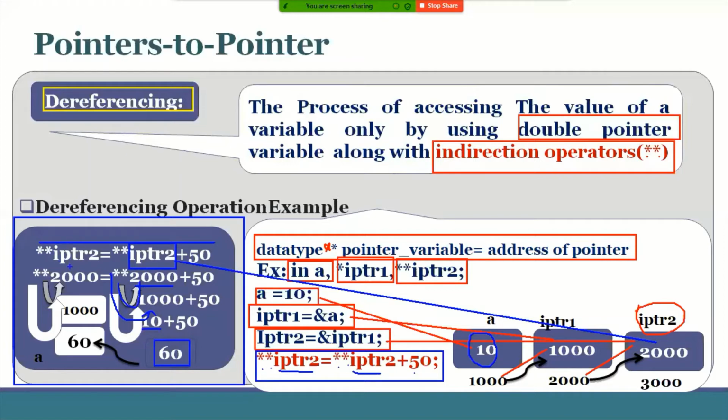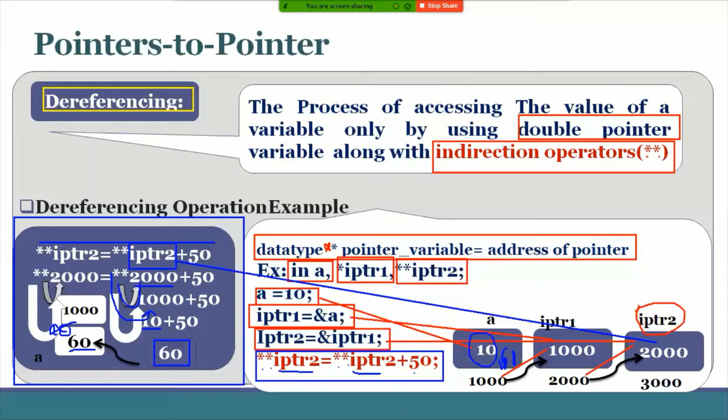That 60 will be transferred to which location? IPTR2 contains 2000, so 2000 will be substituted. Apply the indirection operator upon 2000, we get 1000. Then apply another indirection operator. The value within this 1000 location is 10. That 10 will be replaced with this 60. So the previous 10 is replaced with the new 60, and this 60 is stored here. That is the updated value.